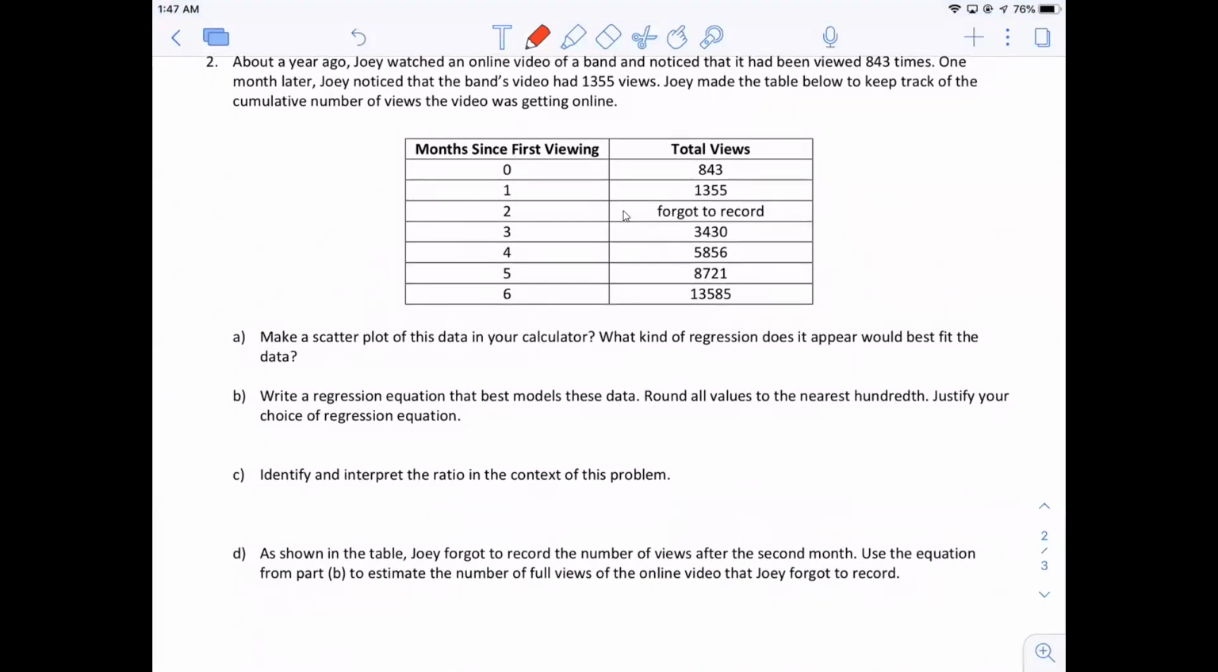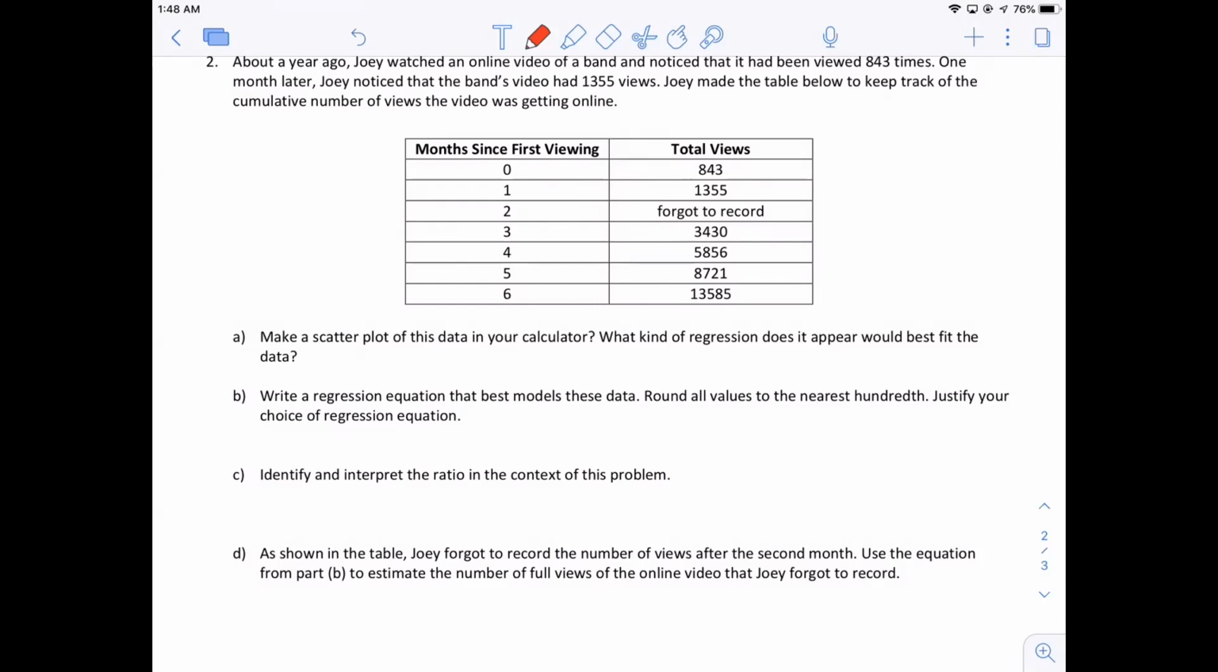So number 2 here. About a year ago, Joey watched an online video of a band and noticed that it had been viewed 843 times. 1 month later, Joey noticed that the band's video had that many views. Joey made a table to keep track of the cumulative, or the total, number of views the video was getting online. All right, so letter A, let's make a scatter plot in our calculator.